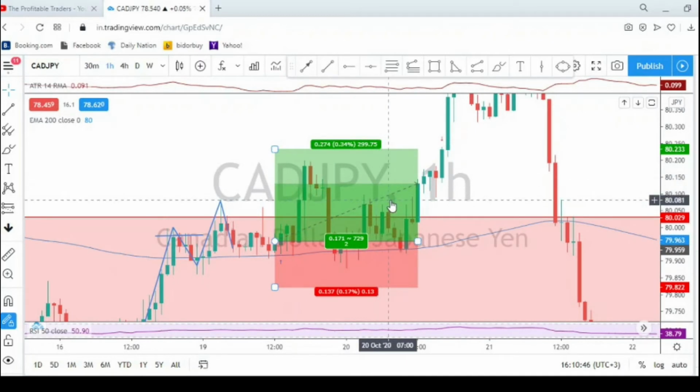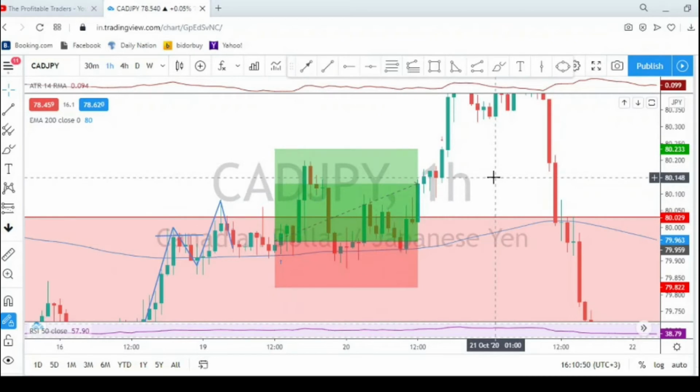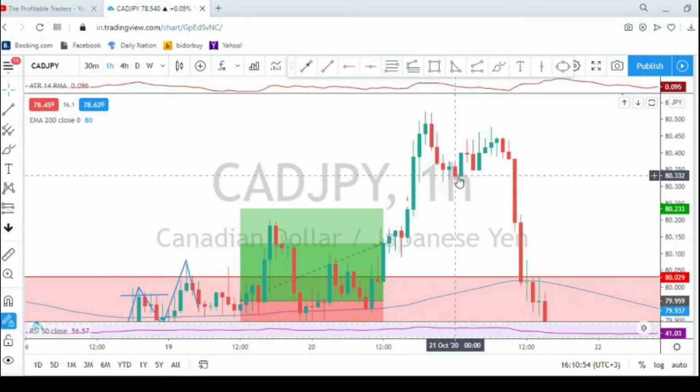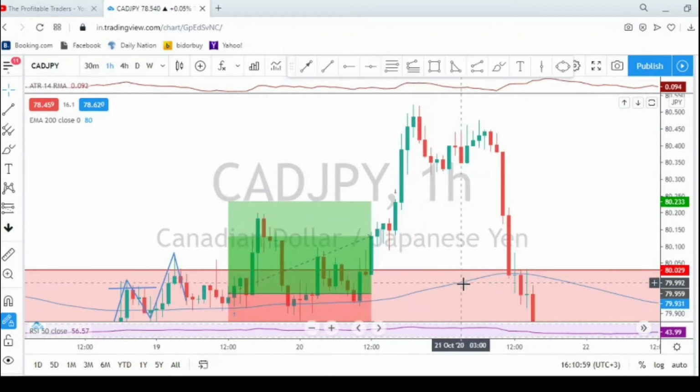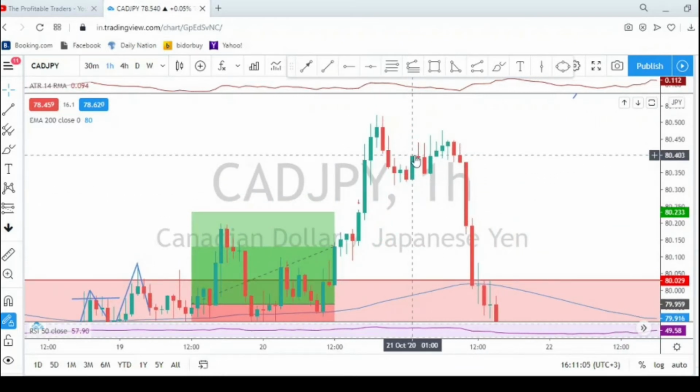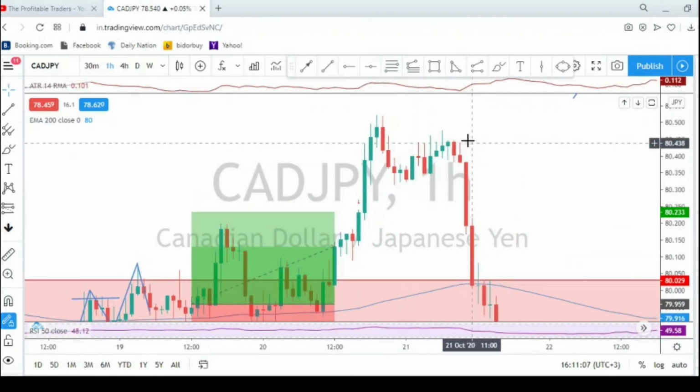And let's see if we use the same strategy on the same pair as the market moved. Now the market made a pullback here, and it has not closed below this 200 EMA. And we have this bullish candle. This would have been a loss.